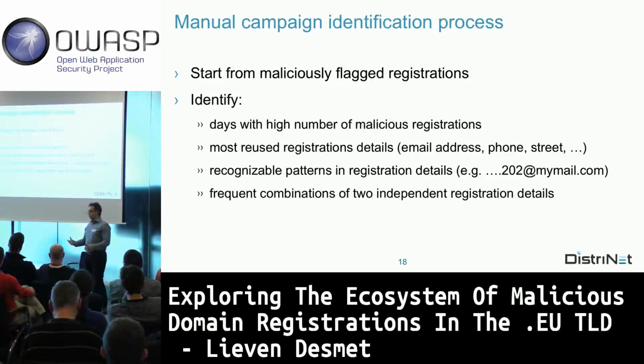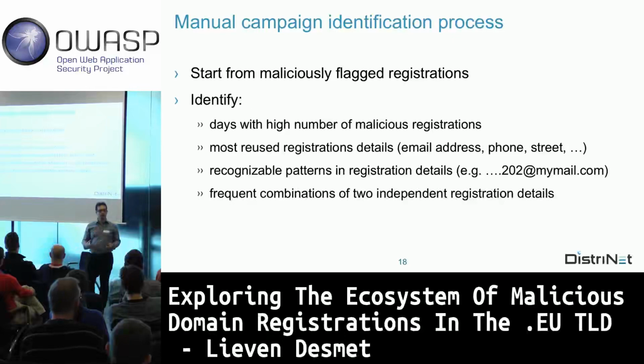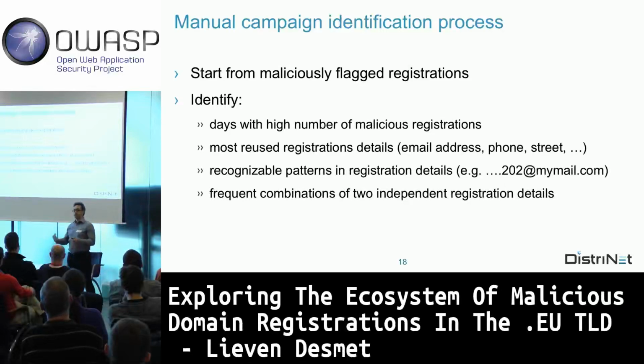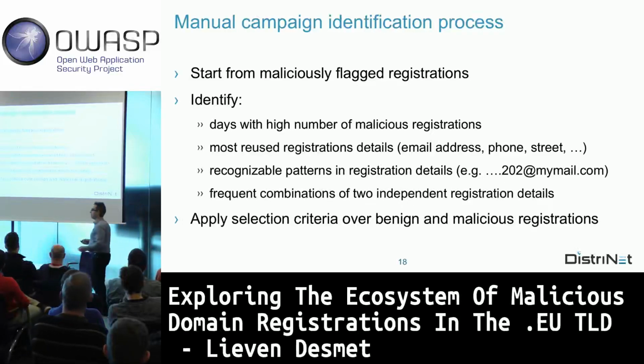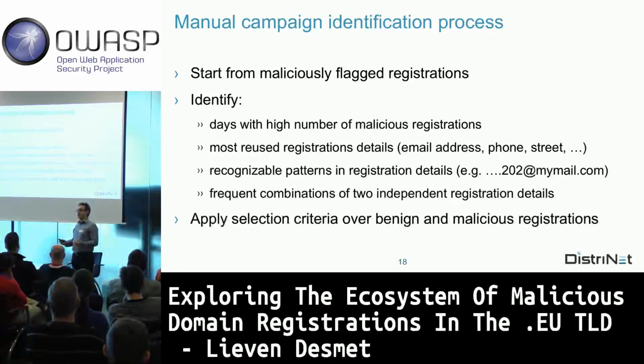You can look at registration details that are reused quite a lot. For instance, one mail provider or one street or one email address being used in a lot of registrations over time. Then that's a good point. You could also look at registrations that have recognizable patterns. For instance, we found email addresses with very distinct patterns, like this one has a number and then a certain mail provider. And you also see the frequent combination of two illogical elements of registration. For instance, a certain country and a certain mail provider that only appears within the malicious registration data set.